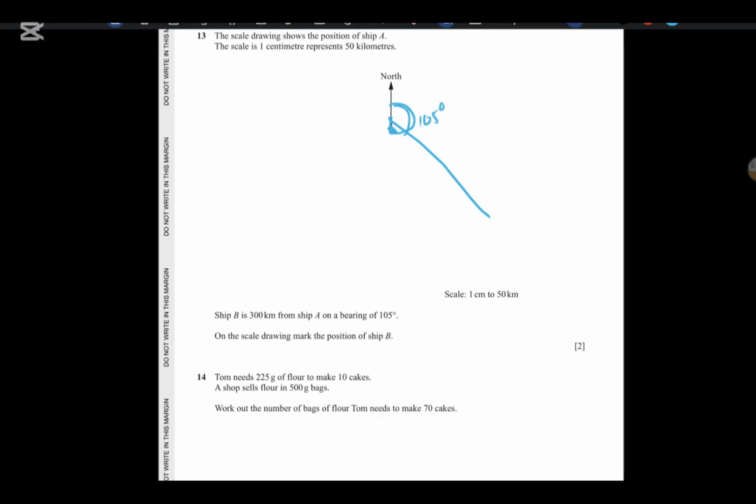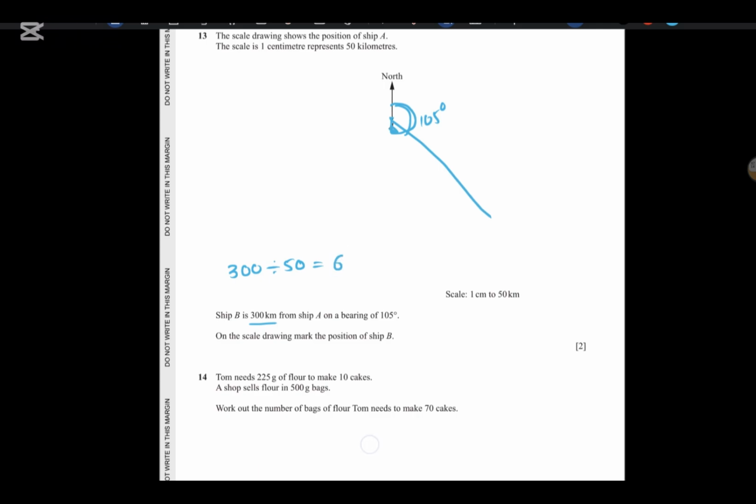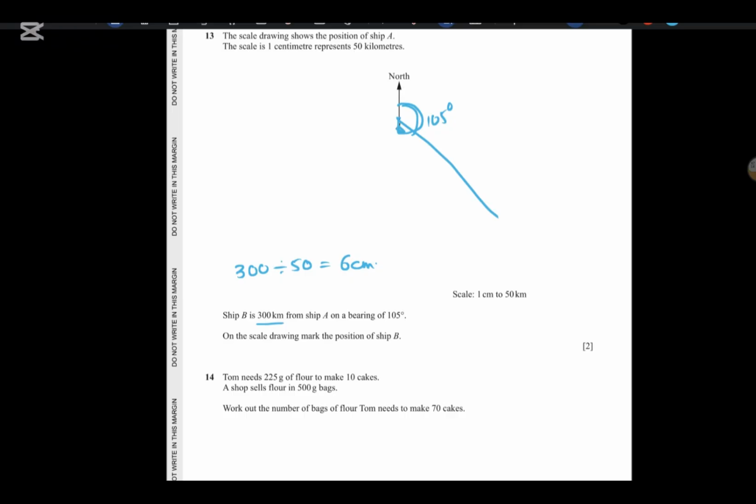Ship B is from ship A on this bearing. So now we don't know exactly where B is. It is there on this bearing, but we don't know where. So now convert this 300 kilometers into centimeters by dividing 300 by 50. So 300 divided by 50 is equal to 6. So 6 centimeters you have to take. Take your compass, measure 6 centimeters, cut this line and then mark this as B.